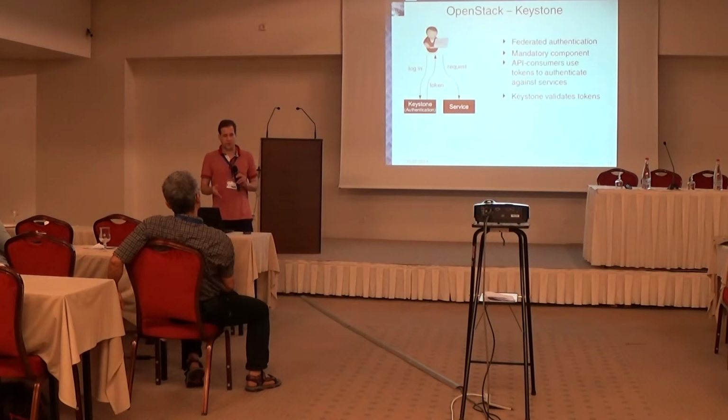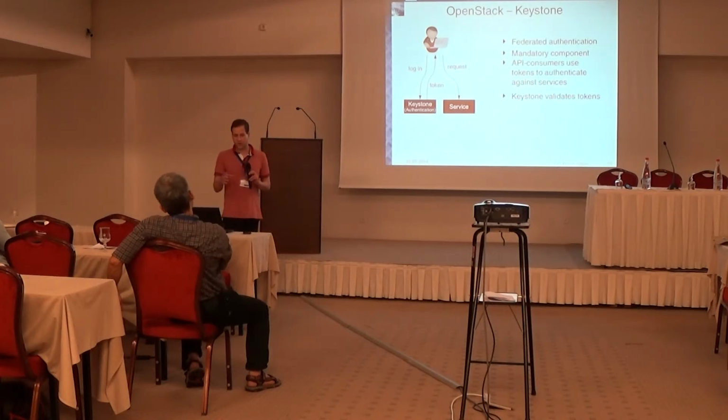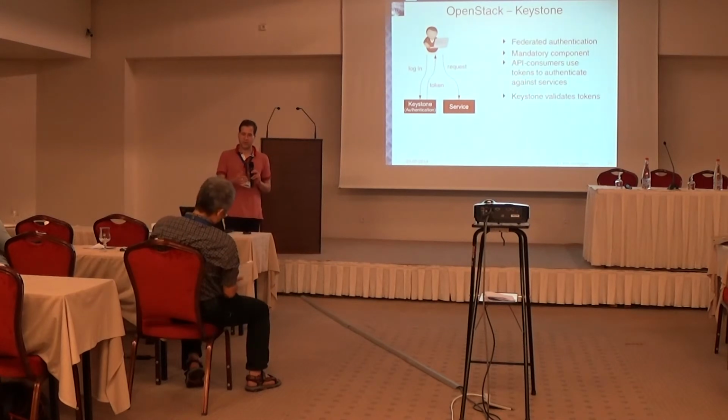Keystone is also responsible for managing the API endpoints of all the other components. So whenever a service component is introduced into your OpenStack cluster, it needs to register its API endpoint at Keystone so that Keystone can recognize authenticate or token validation requests by this component. And Keystone will also tell users which API endpoint to use for a certain service. So when I authenticate against Keystone, it can tell me what API endpoints I'm allowed to access.